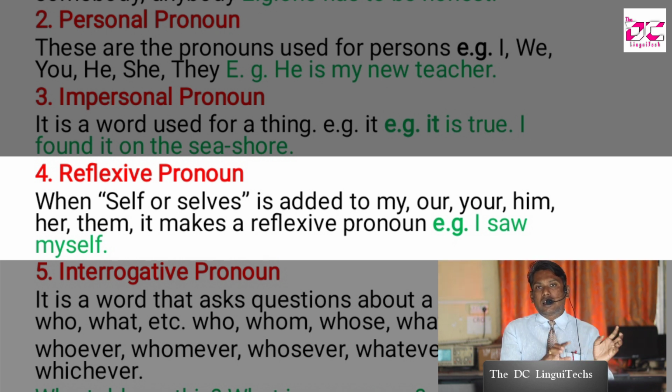I can say I saw myself, I like myself, but I cannot say I saw herself, I saw himself, because himself can come with he, herself can come with she. So all the reflexive pronouns come with pronouns.